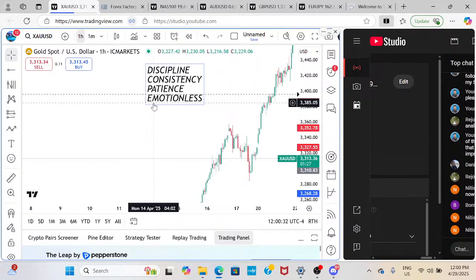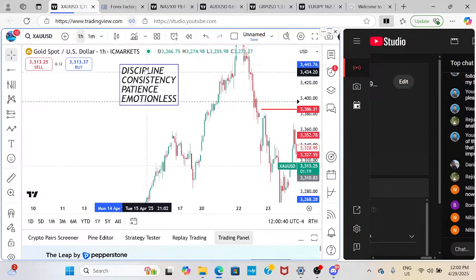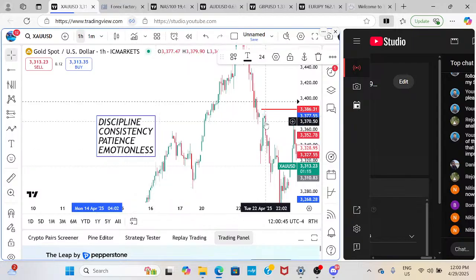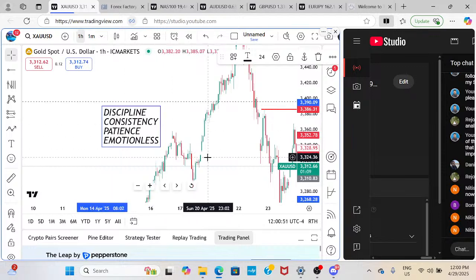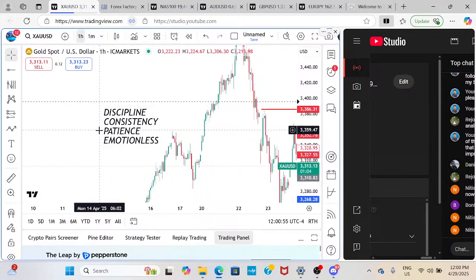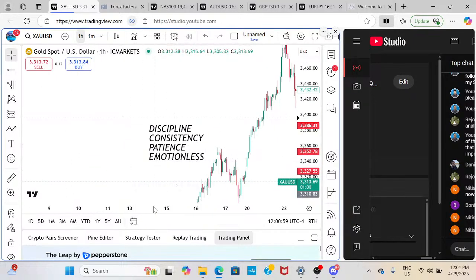When you blow your account, don't go quickly refund your account again, because you're going to end up blowing it again, right? You need to learn the mistake that you made, try to understand it first. Once you feel like you understand it 100%, then go back, fund your account again, and then try to apply what you learned, right? So you don't blow your account again. So that's pretty much what I have to say to you guys, right?